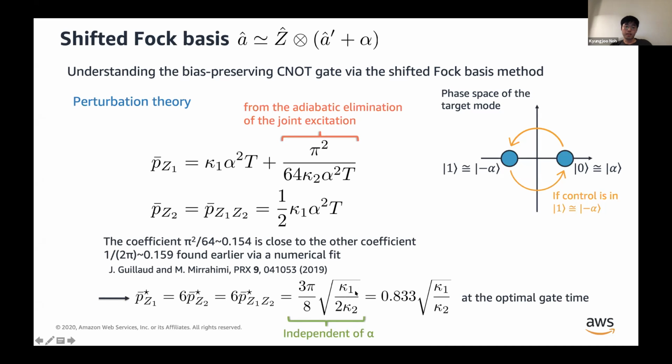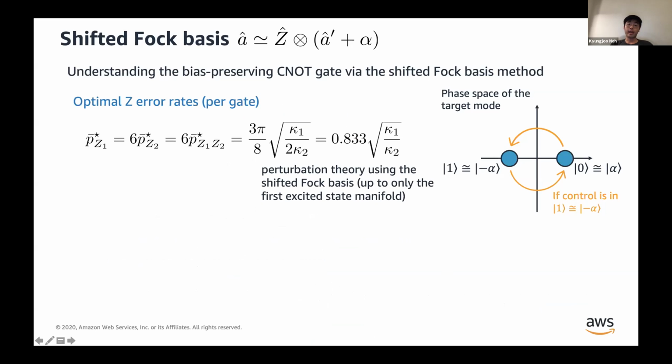So in some sense, it's good news that we can still increase alpha and have the same dominant Z error rates, but on the other hand, we still have to deal with this root kappa 1 over kappa 2 scaling.